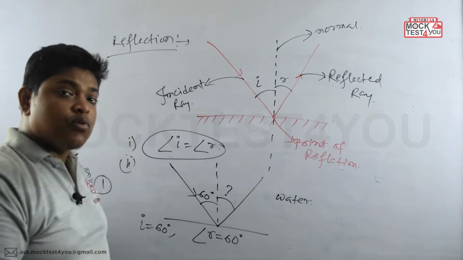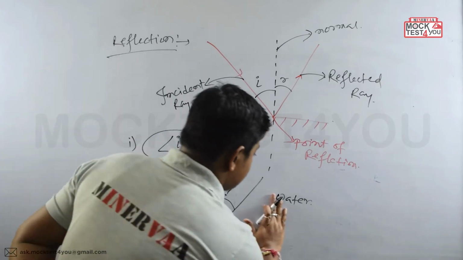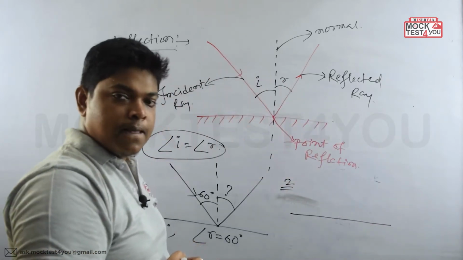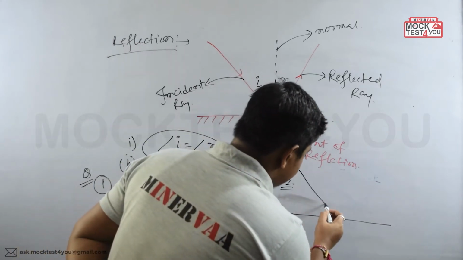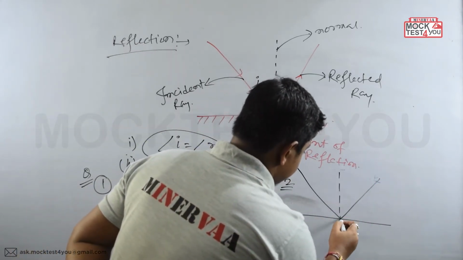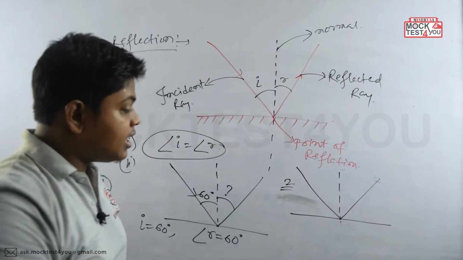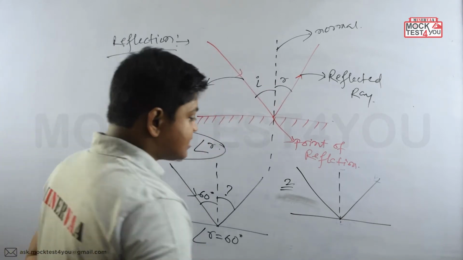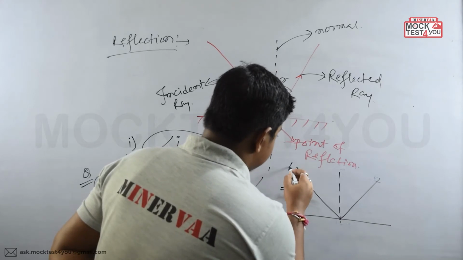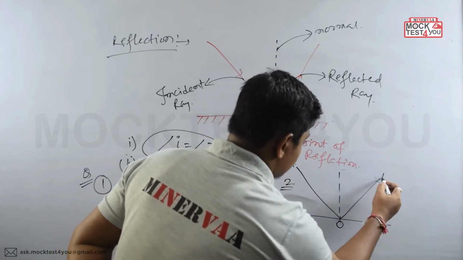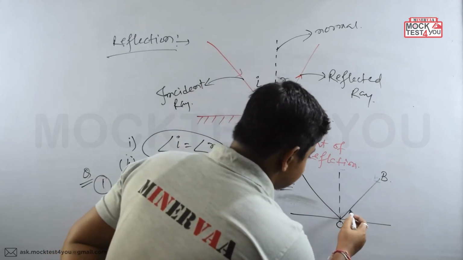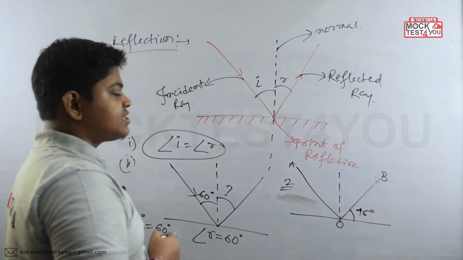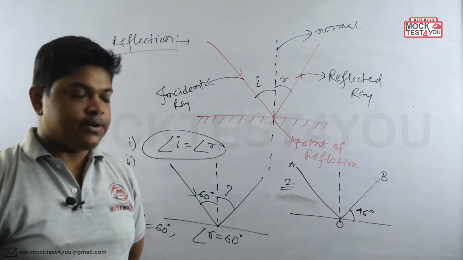Now the second type of question that can be asked to you, let me write down the second question. Suppose the diagram is given to you like that. But they are not telling you the value of the incident angle or the reflected angle. They are just giving you the angles like that. Let me name it: this is A, this is O, this is B. And they are just giving you one angle, that is 45 degrees, right?